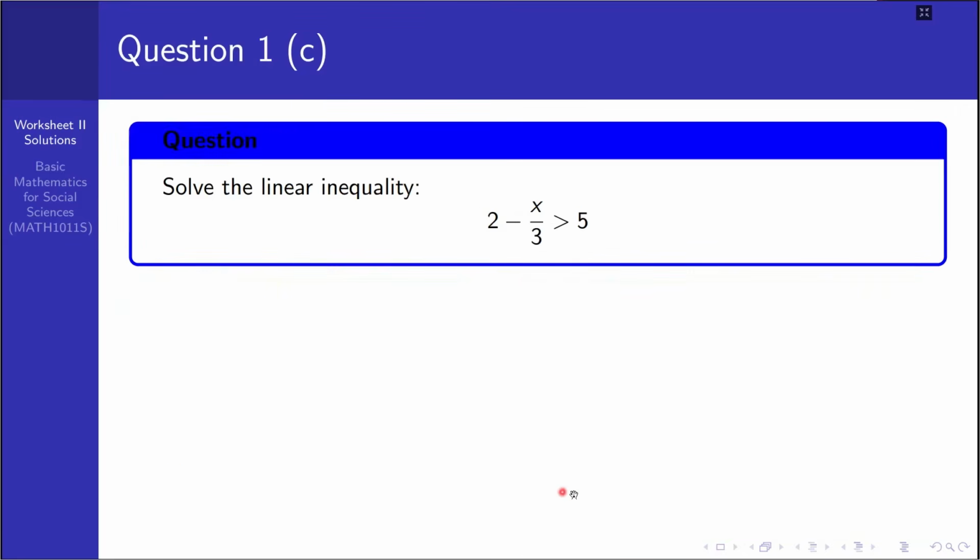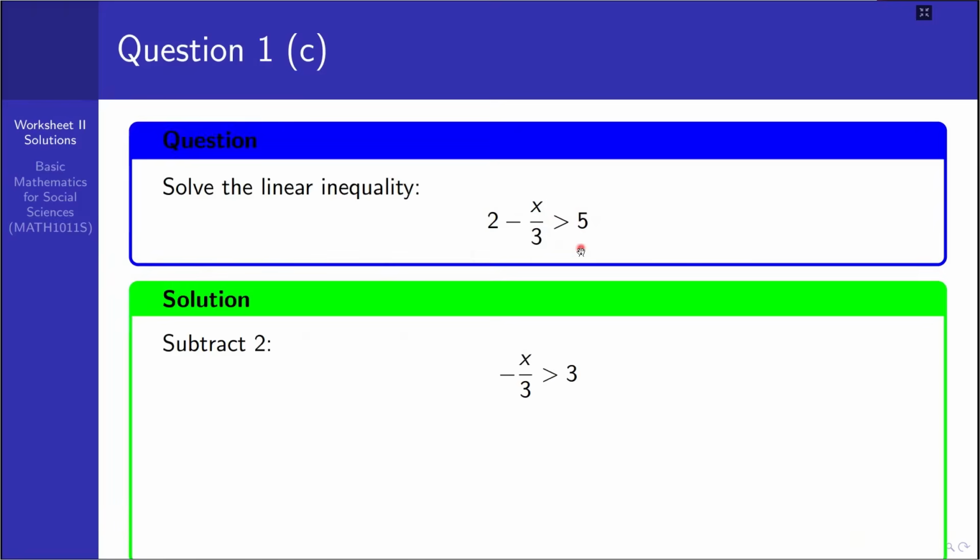Next question. Again, it is on inequality: 2 minus x over 3 greater than 5. Similarly, if we, for example, subtract 2 from both sides of this inequality, we have minus x over 3 greater than 3. And in order to make x alone here, let us multiply both sides of this inequality by the coefficient of the variable x, which is negative 1 over 3.